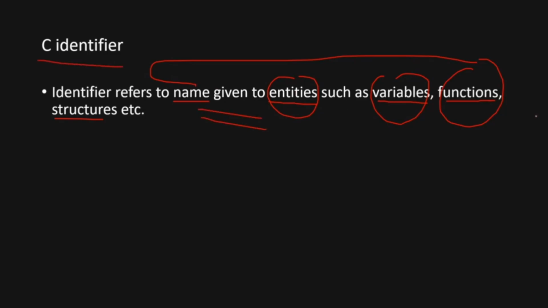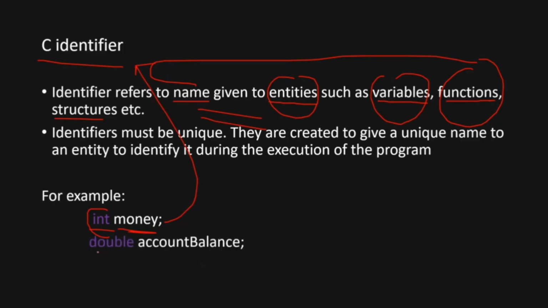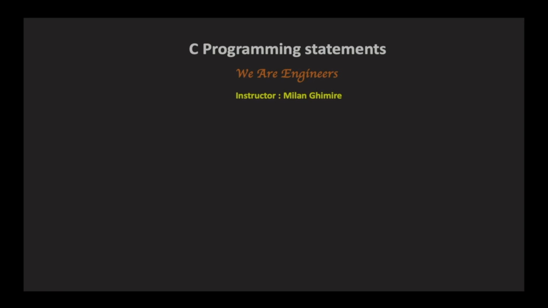Identifiers must be unique. They are created to give a unique name to an entity to identify it during the execution of the program. To be more clear, let's see the example. Here I have defined money as an identifier and I have used the int keyword so that the money variable will be integer type. So I have defined an integer data type. Money is the identifier here. Again, another variable that I will use, identifier account balance. It is of double type. Double means it's a float which has more length.